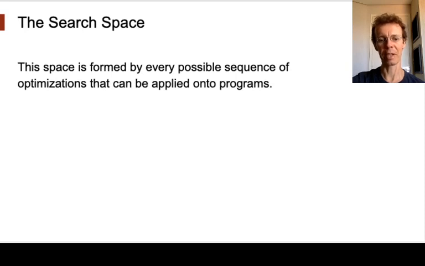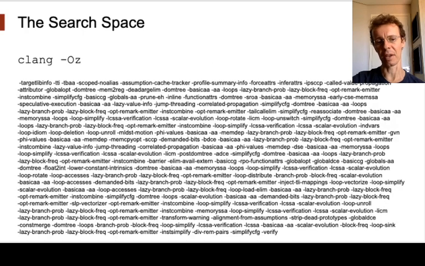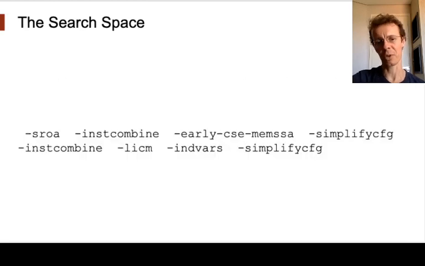This space that we need to explore is formed by every possible sequence of optimizations that can be applied onto programs. And note that the same optimization can be applied multiple times onto the same program. And thus, we can have some very large sequences of optimizations, like this one produced by Clang -Oz. Oz, in this case, is one of the default optimization levels of the Clang compiler. And we can have short sequences as well, like this one here.